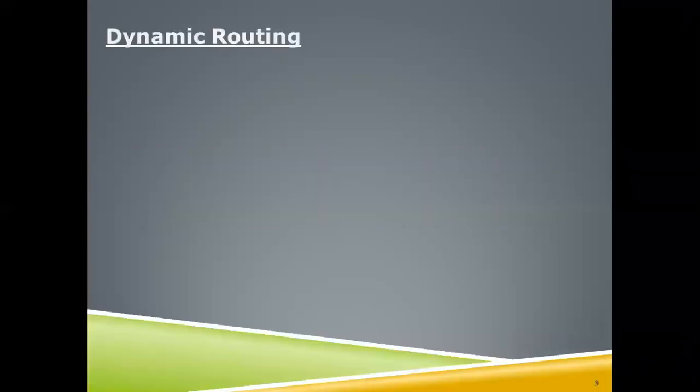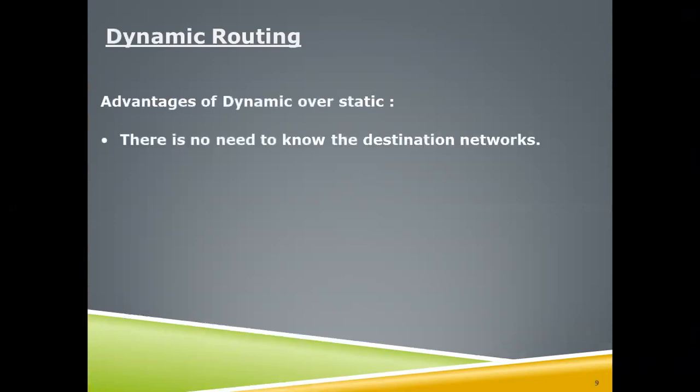Then we will see how to configure static and default routing in the next videos. Let's continue with dynamic routing. Now, what is dynamic routing? The advantages of dynamic over static are these. There is no need to know the destination network, like the destination network ID, which is a compulsory need in static routing. In dynamic routing, you don't need to know the destination network because every router advertises its own network, and this is how they form neighbor relationships and dynamically share the updates.